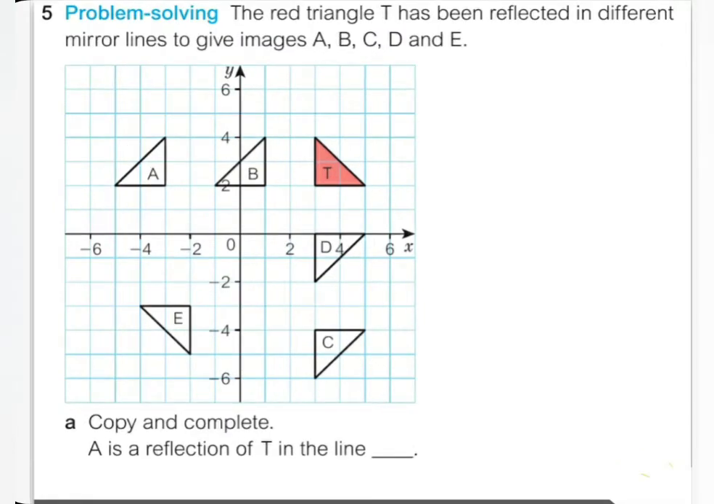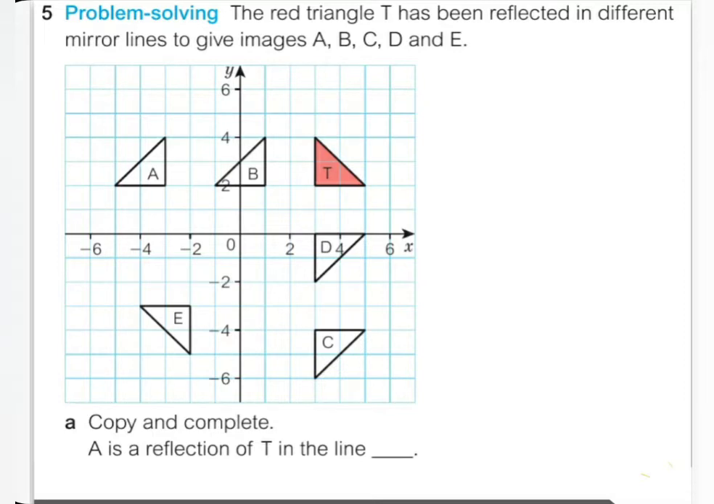Question 5. The red triangle T has been reflected in different mirror lines to give images A, B, C, D, and E. Now this is the only shape and the others are images. Now, as you can see here, the shape T and all the images are congruent to each other because the corresponding sides and the corresponding angles are the same. This is the meaning of congruent itself. Now, this question is showing me how to use mirror lines and how to tell where is the mirror line.